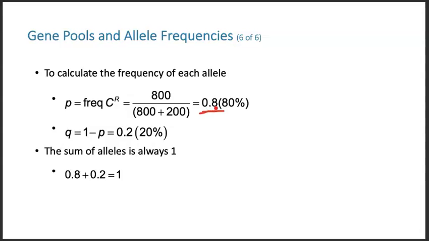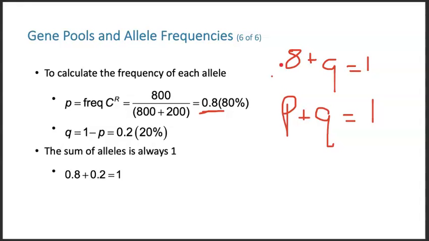P equals 0.8. For Q, the really easy way to calculate Q, as long as we're really satisfied that we've calculated P right, is just to remember that P plus Q equals 1. And if P plus Q equals 1, then 0.8 plus Q is equal to 1.